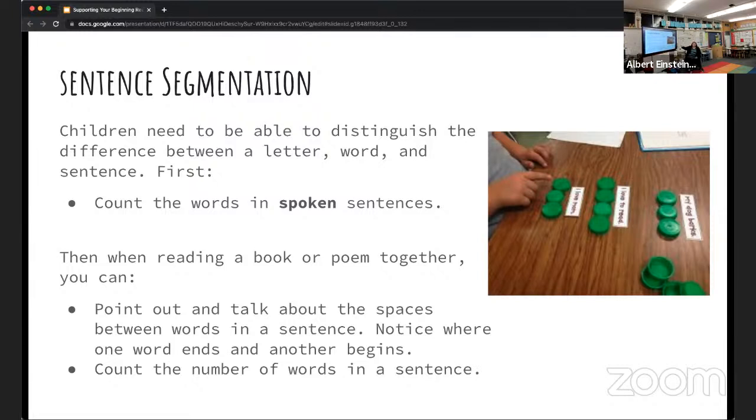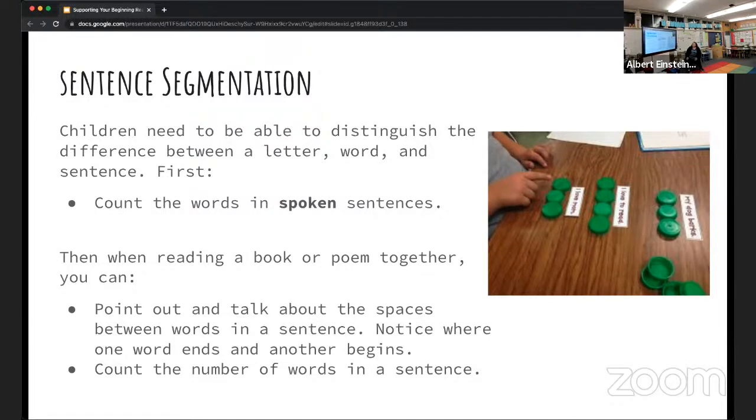And then just when you are reading to them, you can start pointing out, oh, this is a word. Look, there's a space between the words. This is how we tell that it's a new word, because there's a little space in between. Just drawing their attention to those things when you're reading to them. You can go to the next one.